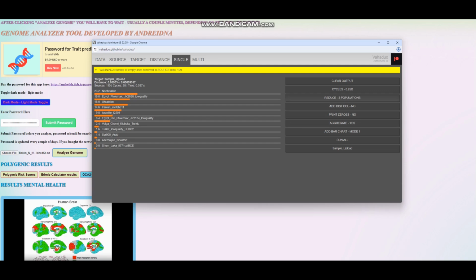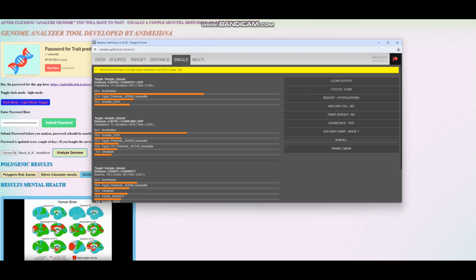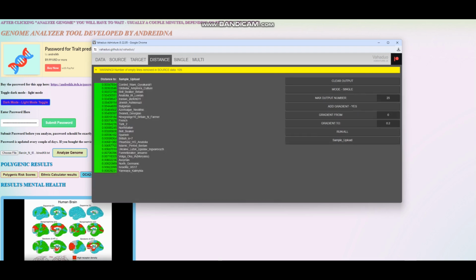All right, what about if we reduce this to 5? Now it seems to be 50% North Italian, 14.6% Israelite, 13.4% Egyptian Ptolemaic mummy, 12.6% Egyptian pre-Ptolemaic mummy, and 9.4% Ukrainian. So it looks like a mixture of Mediterranean and Middle Eastern. What if we reduce that to 3 populations? Okay, now it's 59% North Italian, 21.4% Egyptian Ptolemaic mummy, and 19% Israelite. Very interesting. Very cool that we could check that. This definitely makes a lot more sense than just looking at this result, because this may be difficult to understand.